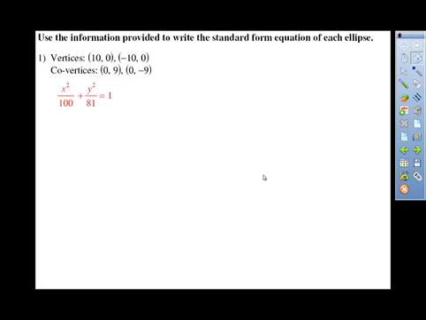All right, so let's see if you can figure this one out. Go ahead and give it a shot.